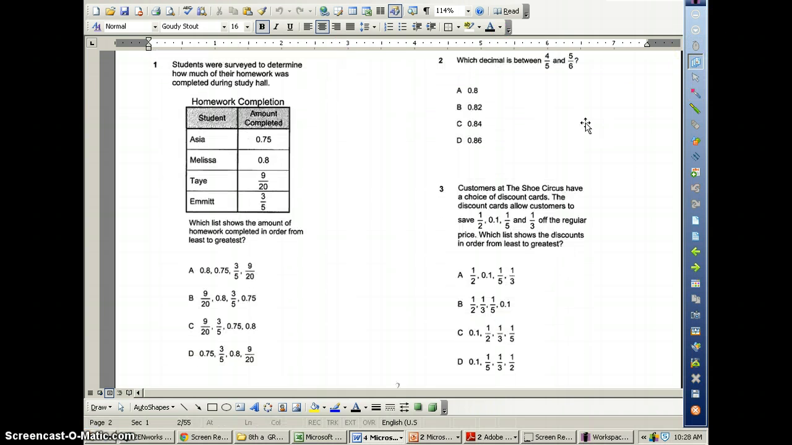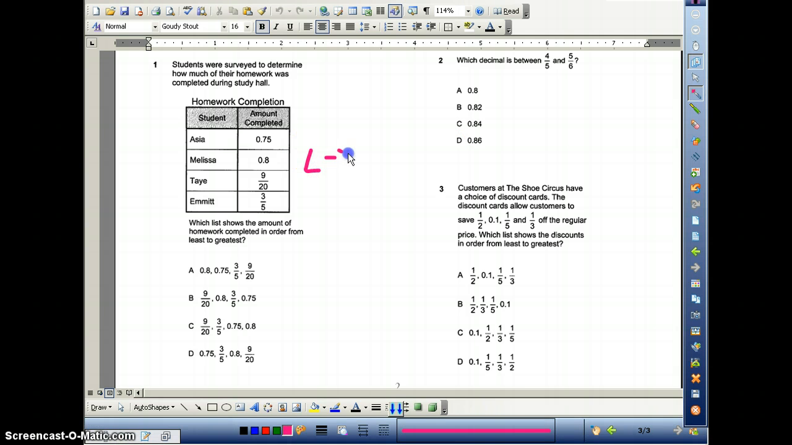Number 1, the students were surveyed to determine how much of their homework was completed during study hall. Which list shows the amount of homework completed in order from least to greatest? Okay, least to greatest. I have to make myself that note because sometimes they do greatest to least and I always pick the wrong answer. All of these need to be converted to decimals.